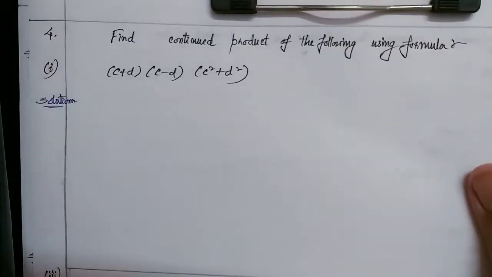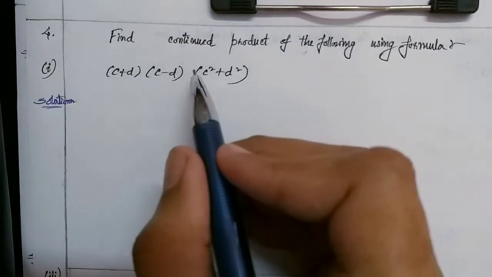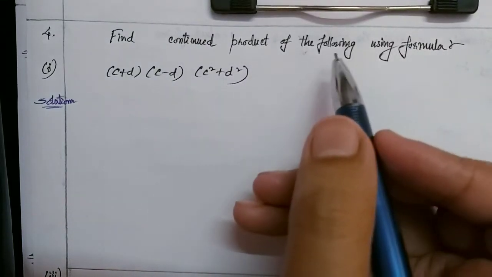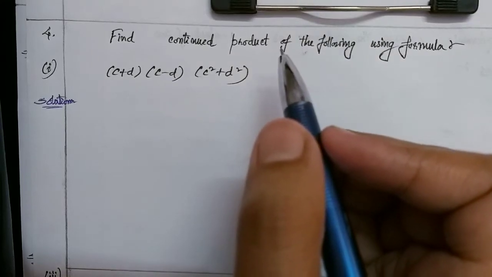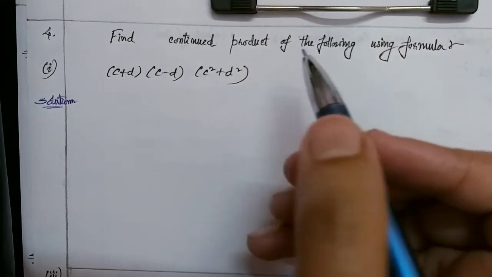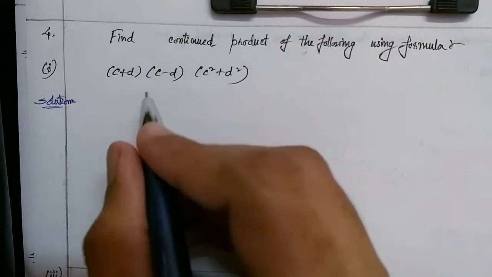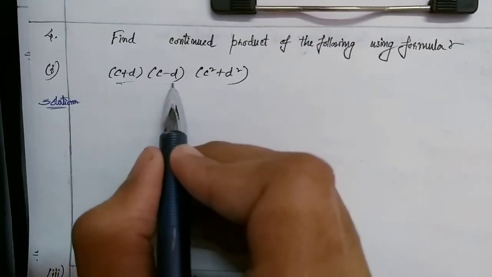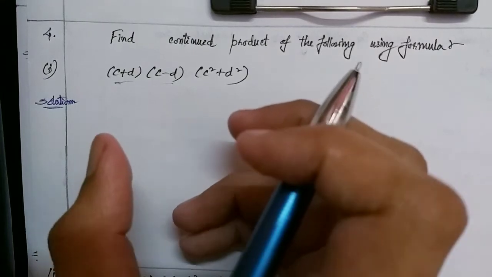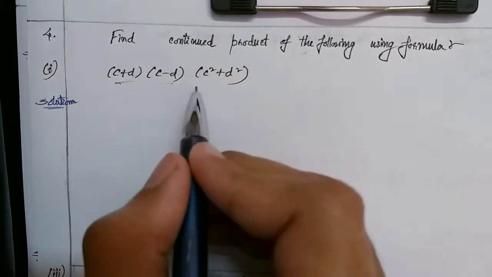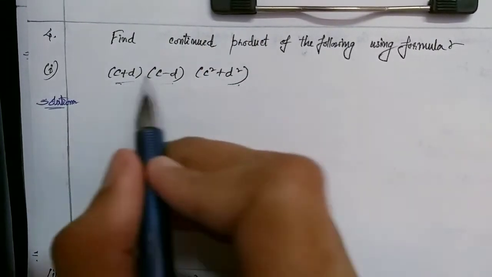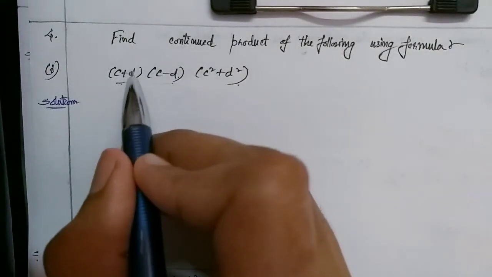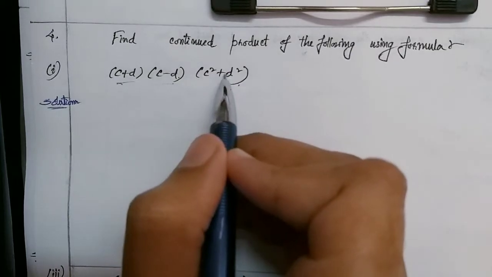Now let us look at question number 4 part 1, which says find continued product of the following using formula. Which formula are we going to use here? We are going to use (a + b) into (a - b) is equal to a square minus b square. Continued product means you have to first multiply these two. Something that you will get after the product, you have to multiply it with c square plus d square.